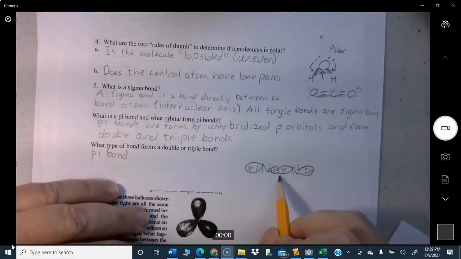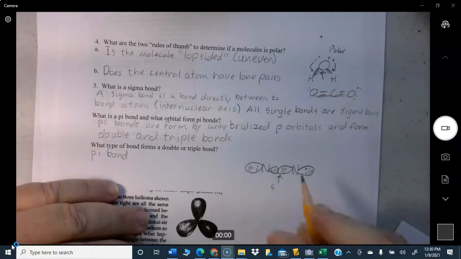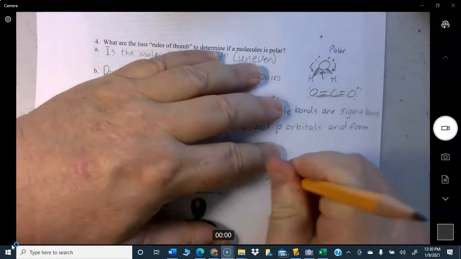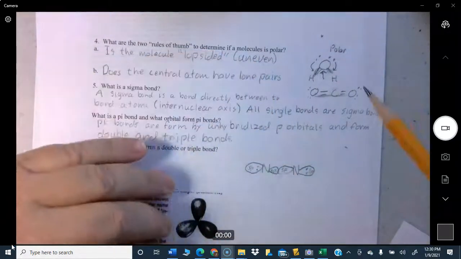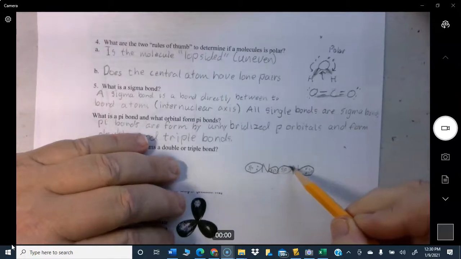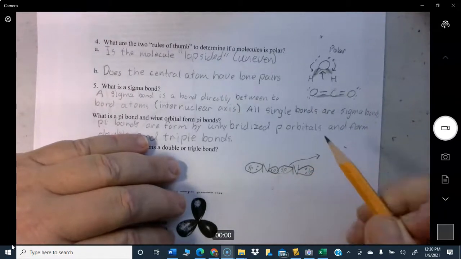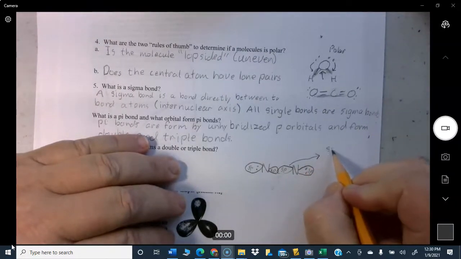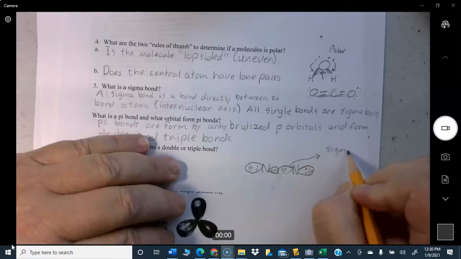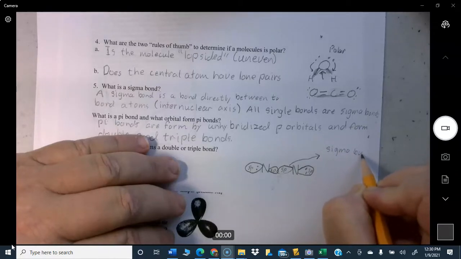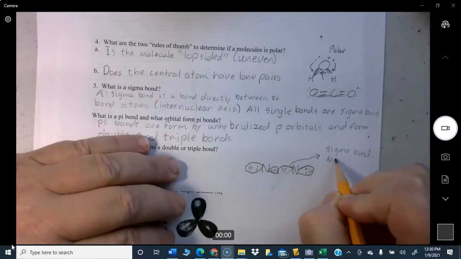So these, they're directly between the two nitrogens. That's a sigma bond. Actually, I want to write that. I don't want to write that there because I'm going to need that space. Okay? Let me write it way over here: this is a sigma bond. And it is between the atoms, directly between them.